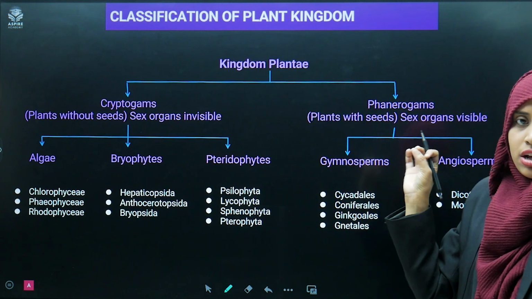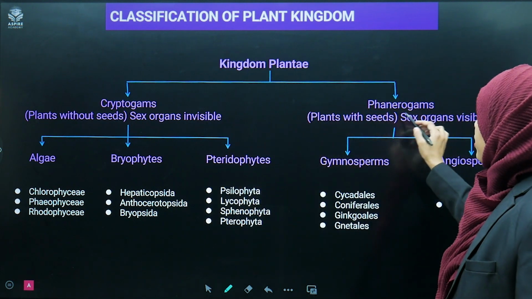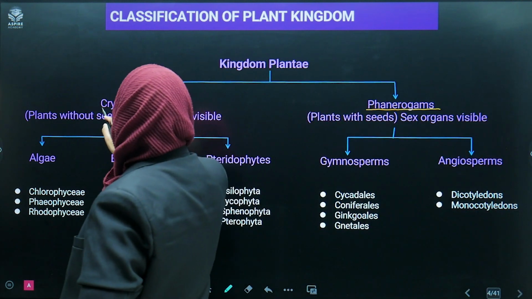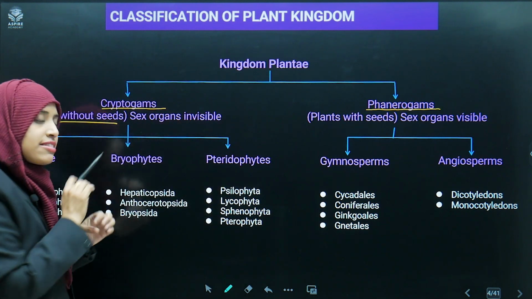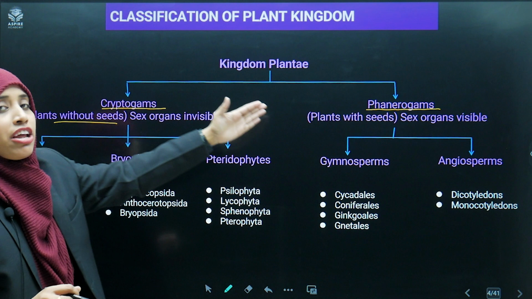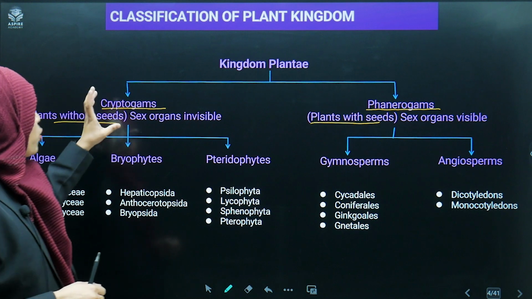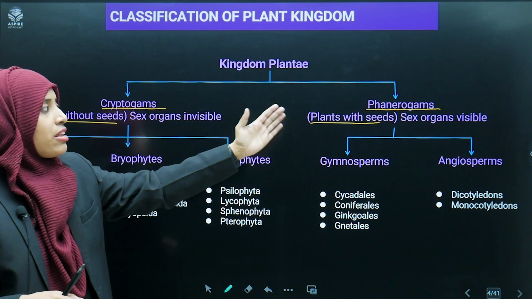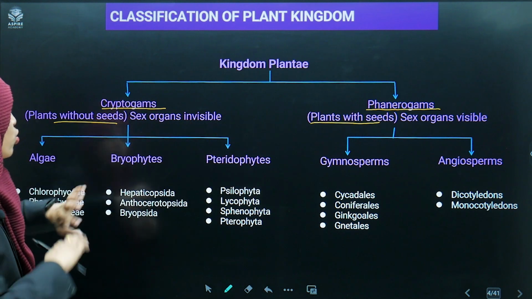The kingdom Plantae can first be classified as cryptogams and phanerogams. ठीक है, cryptogams and phanerogams. What is cryptogams and what do you mean by phanerogams? Crypto means plants that do not have seeds, जिसके seeds नहीं है, वैसे plants को हम लोग cryptogams के category में रखते हैं. And phanero means plants with seeds. In cryptogams the sex organs are invisible, and in phanerogams the sex organs are visible. That means seeds वहां पे present होते हैं, and यहाँ पे there are no seeds present.